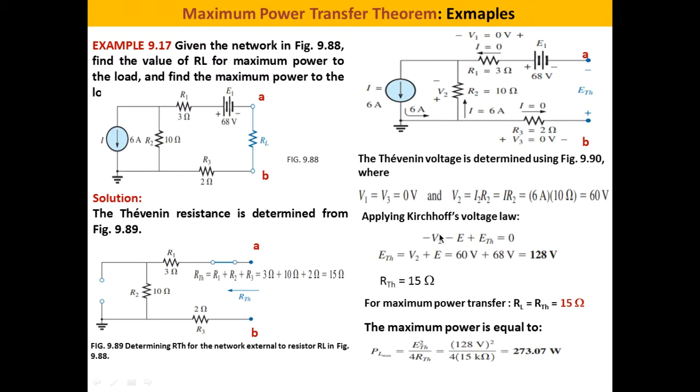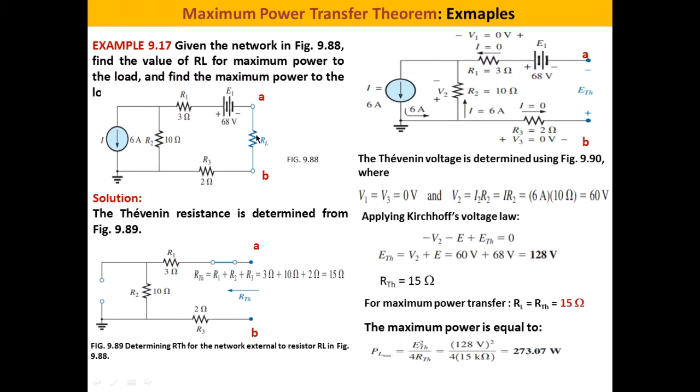Then we apply the Kirchhoff voltage law. What is VAB? Here we have minus V2 minus E plus E Thevenin equals 0. Here the voltage drop is 0, and here the voltage drop is 0. So by applying the Kirchhoff voltage law, we determine E Thevenin. E Thevenin is found to be 128 volts. R Thevenin is 15 ohms.